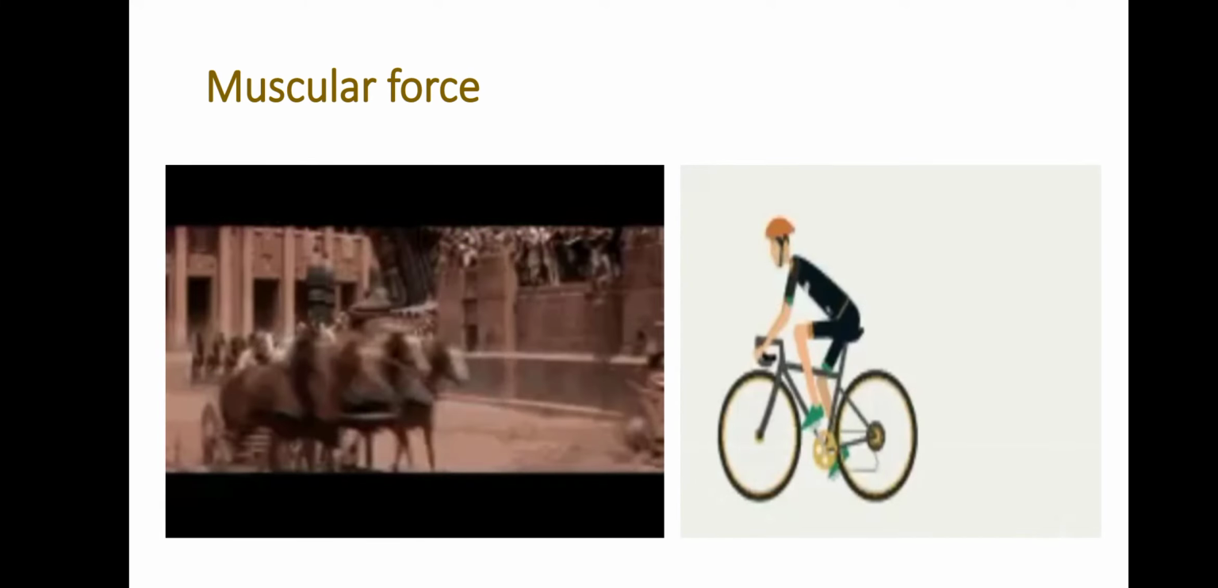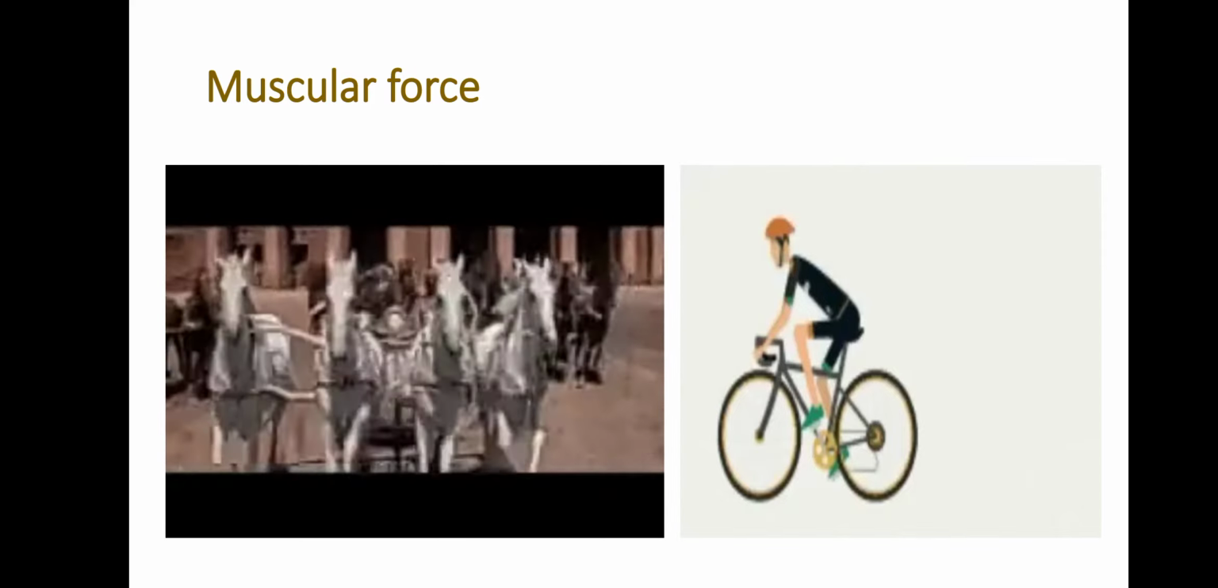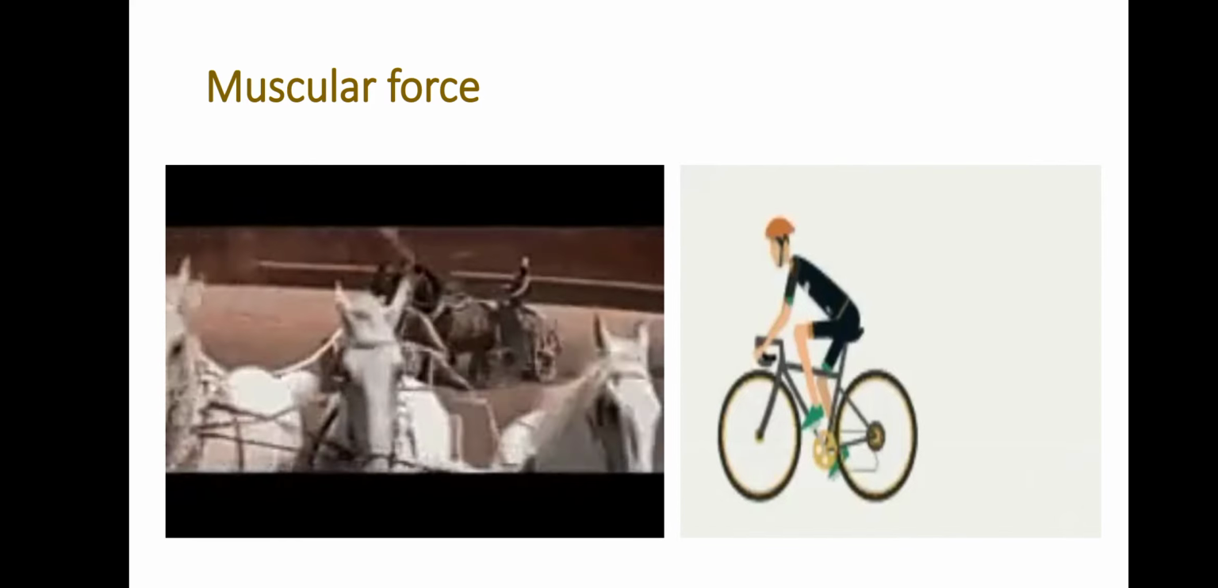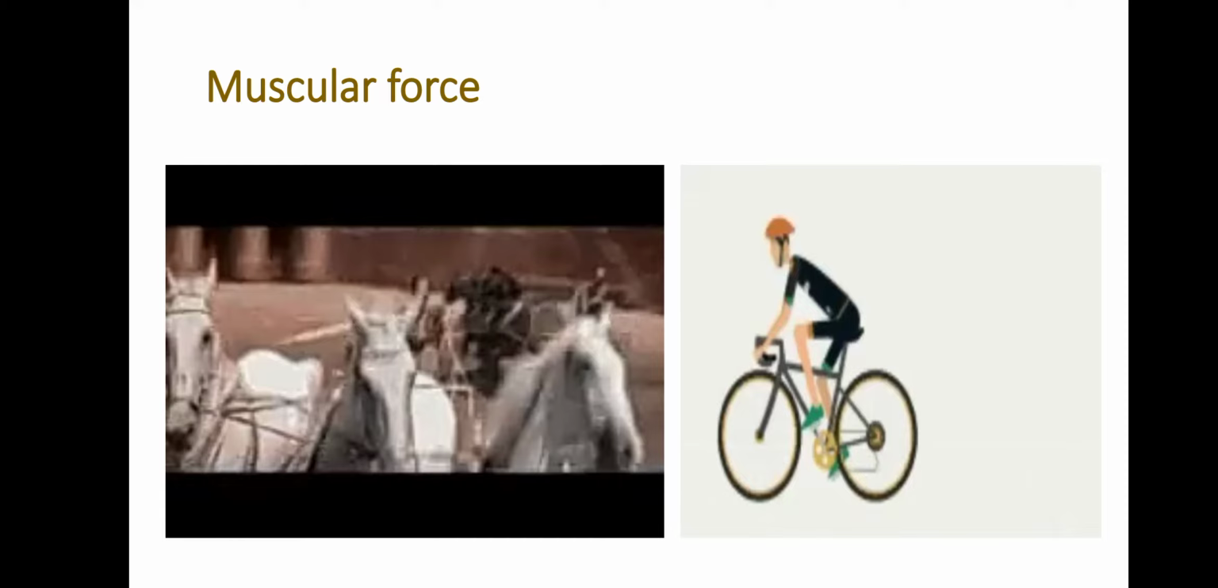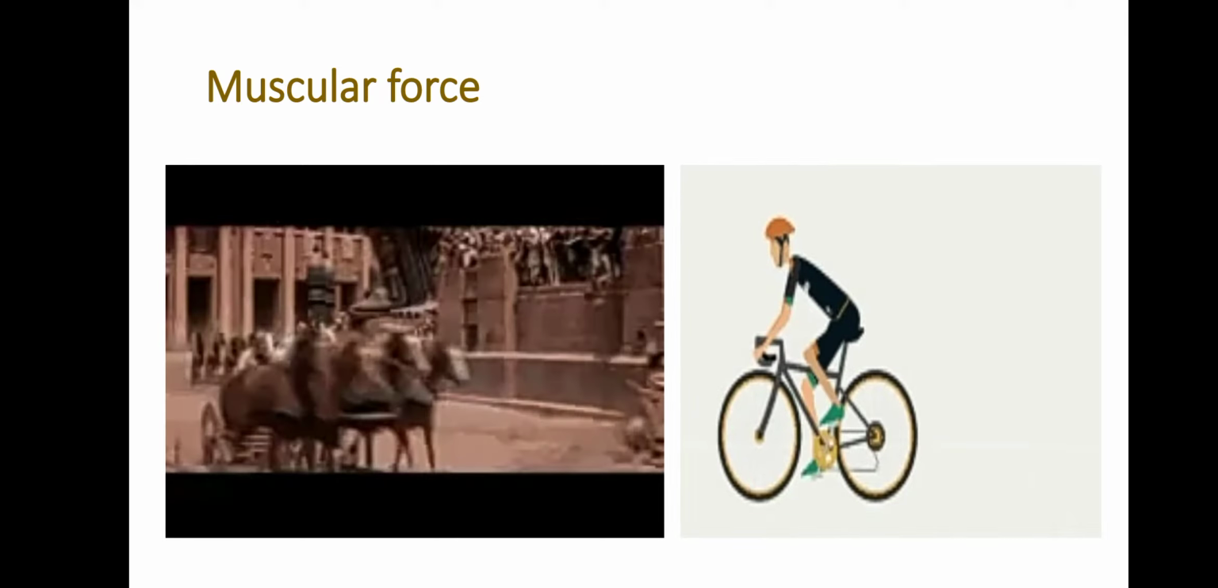Muscular force. In this case, the muscles are exerting the force. The horse running is using its muscle. The boy cycling is using his muscle for motion of the cycle.